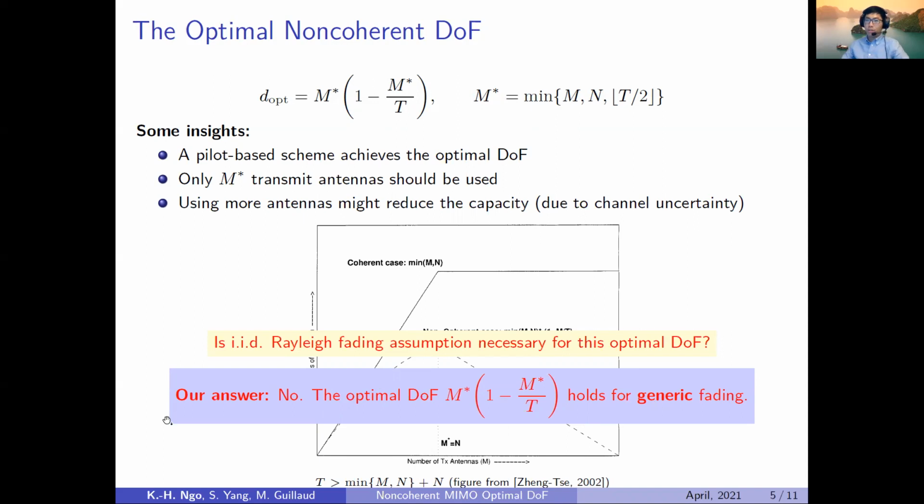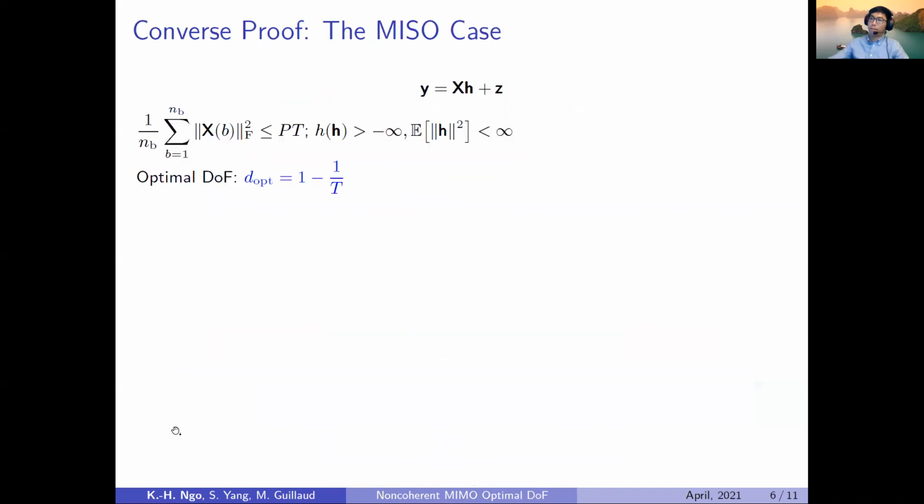So now if you decide to leave, this is the message that I would like you to take away. And if you would like to see how we establish this result, I invite you to stay and I will show you why. Again, the optimal degrees of freedom can be achieved by simple pilot-based schemes.